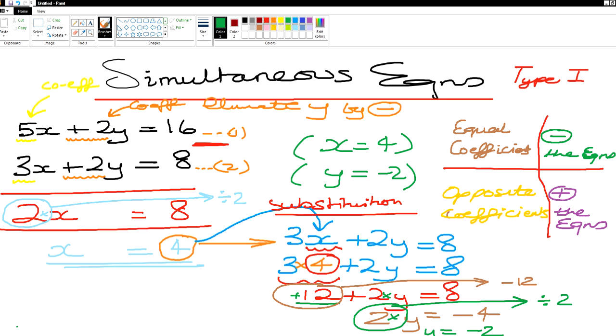Now, one quick other question. What happens if they're neither equal nor opposite? What do we do then? Then you make them opposite or equal. For example, if the y's weren't equal and they were different, and they weren't opposite or equal, then you have to make one of them equal or opposite. We will show you that in type 3 equations. That comes later.